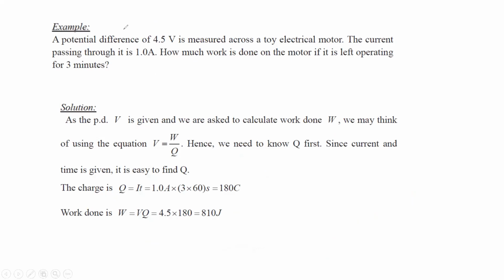by unit charge. So a potential of 4.5 volts is measured across a toy electrical motor. The current passing through is 1 ampere. How much work is done if it is left to operate for 3 minutes? So first we'll find how much charge will flow in 3 minutes. Current is charge divided by time, so charge is current times time. When we multiply these two, we'll get about 180 coulombs of charge flowing.